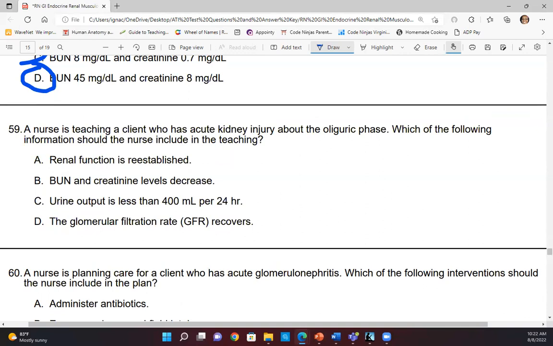All right, we're going to do one more question, and this is going to be question 59. And these questions are pretty tricky. Okay, so let's take a look at 59.